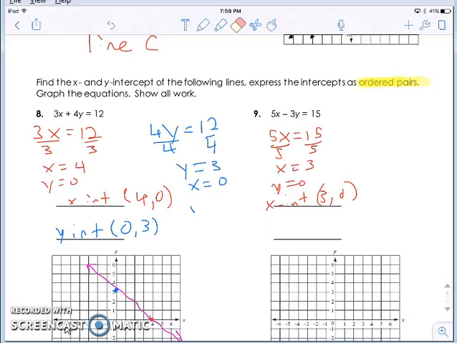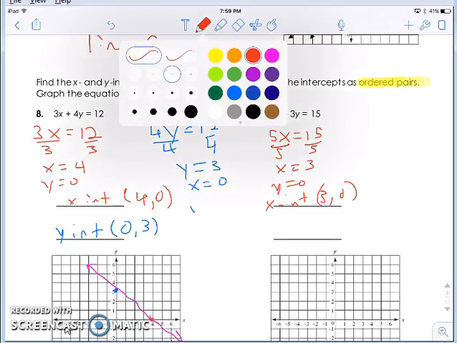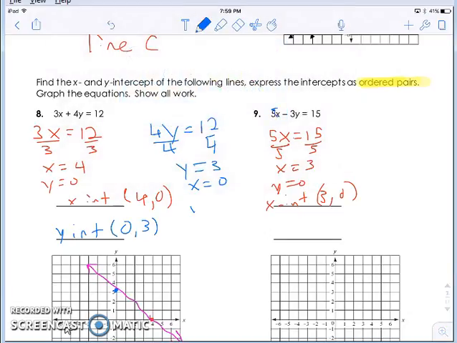And then for our y value, we're going to say, what if x was 0? You'd be left with negative 3y equals 15. Divide both sides by negative 3, and y equals negative 5. Remember this is when x is 0. So your y-intercept is the point 0, negative 5.